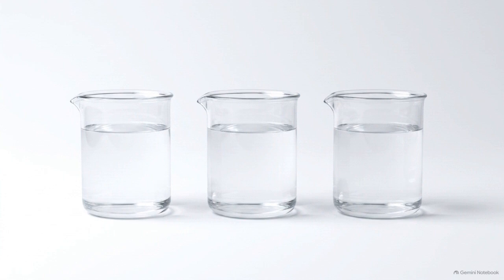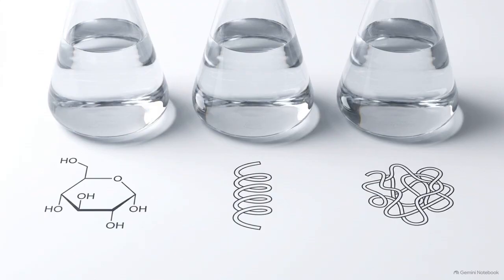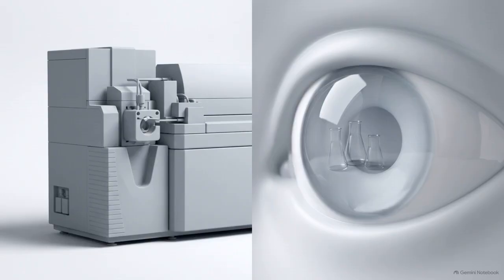You have 3 identical beakers sitting on a desk. They're all filled with a completely clear, odorless liquid. Chemically, they are entirely different. One holds a sugar, one a starch, and one a protein. Without a multi-million-dollar mass spectrometer, your eyes are useless here.